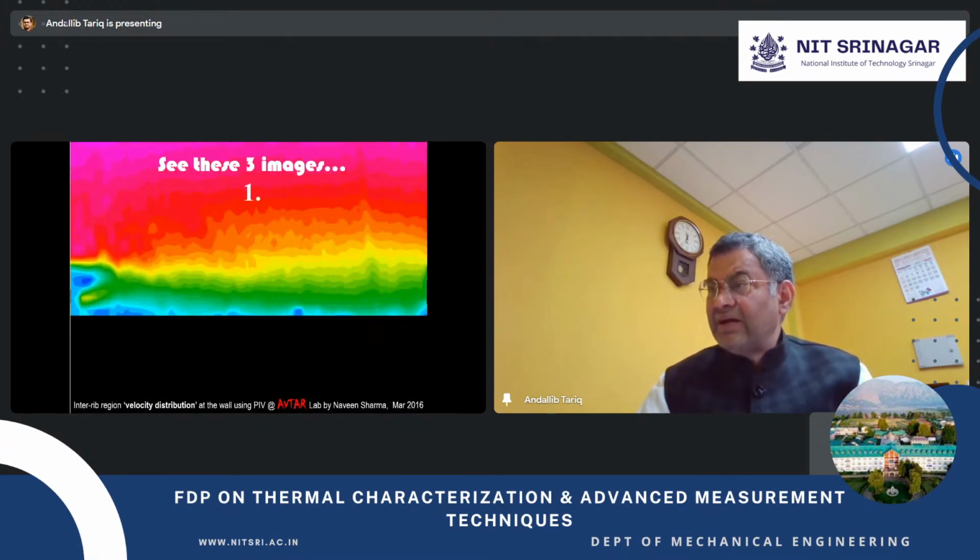Now I will ask: see this first image. Can you guess where it is from? What does it signify? It is something like that. There is a boundary, this lower black side.